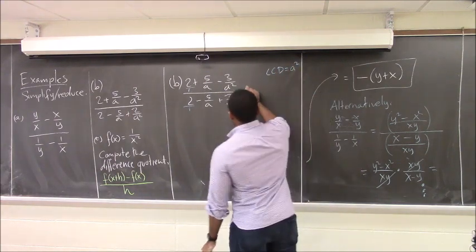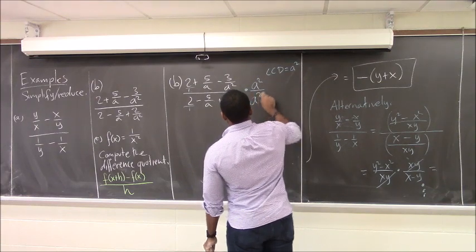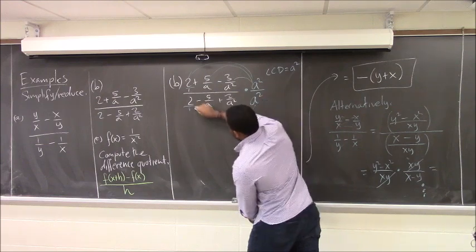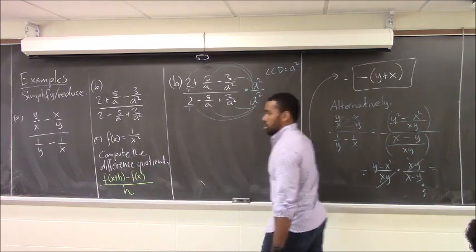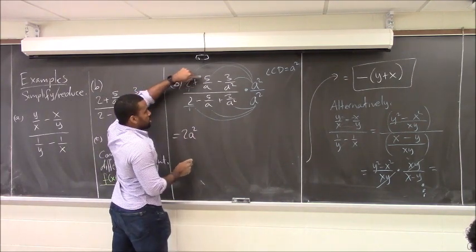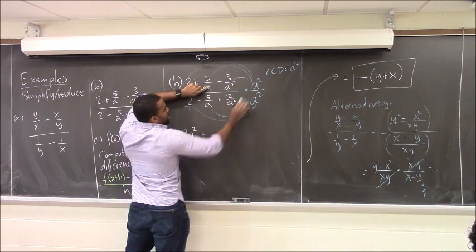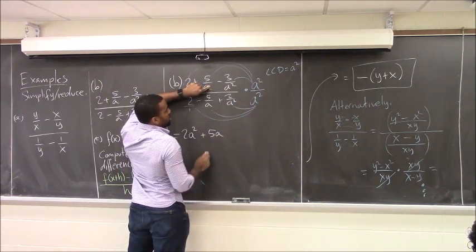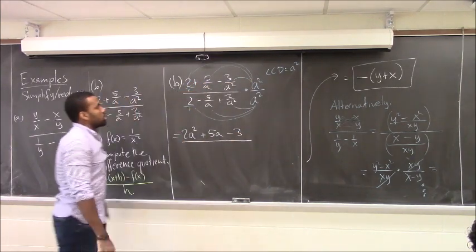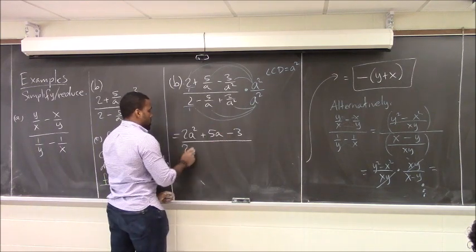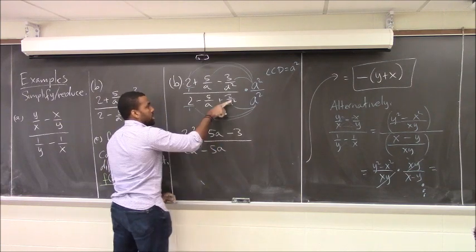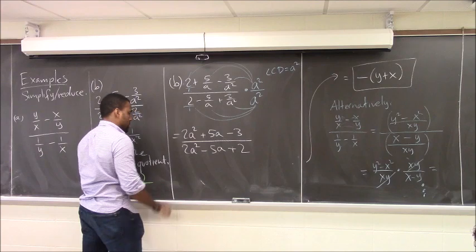So what I'm going to do is I'm going to multiply and divide by a squared. This is going to multiply each term. So here I would get 2a squared plus, here the a's are going to cancel, so I'd have 5a minus, here the a squared cancels the a squared, so I have minus 3. Then 2 times a squared, a cancels, so I have minus 5a, and the a squares cancel, so I'm left with plus 2. So we're now in this situation.